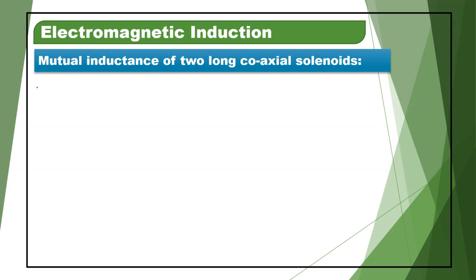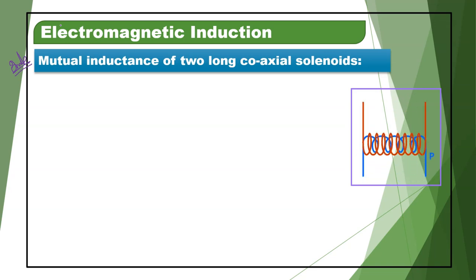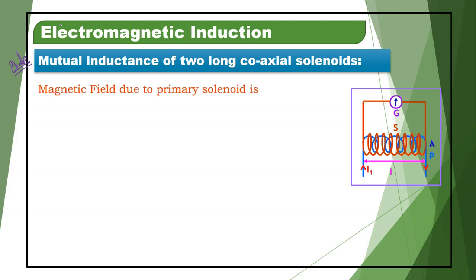Mutual inductance of two long coaxial solenoids. This is a very important topic for your board examination also. Suppose we take two coils that are overlapped with each other, connected to a galvanometer. The length of the solenoid is L, the cross-section is A, and the current I1 passes through it.